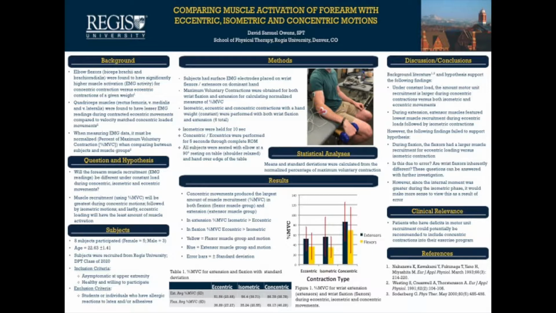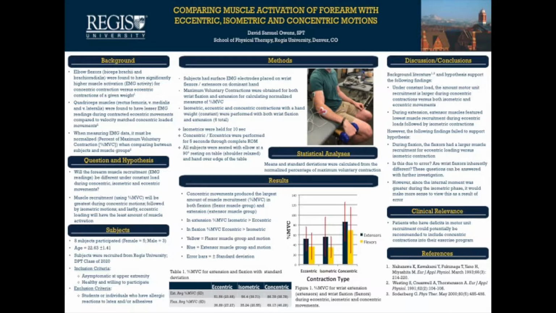Similarly, Westing, Cresswell, and Thorstensen investigated the quadriceps and appeared to have a similar outcome when comparing maximum loads, and found that velocity-matched concentric loads were showing significantly larger EMG readings when compared to eccentric loads.